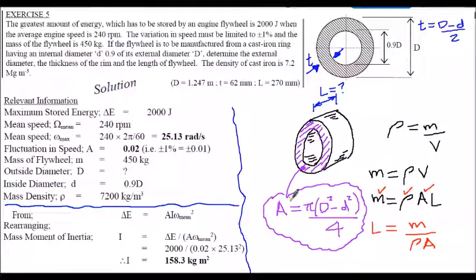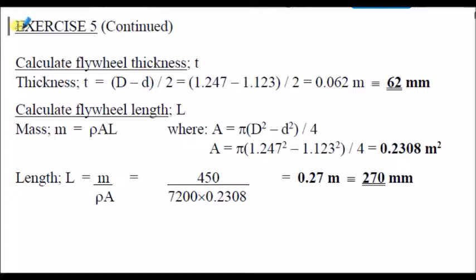That should hopefully give you 270 millimetres. So here's the final solution for exercise 5. We have to calculate the flywheel thickness. So thickness is equal to the outside diameter minus the inside diameter, divided by 2. So 0.062 meters or 62 millimeters is the actual thickness.